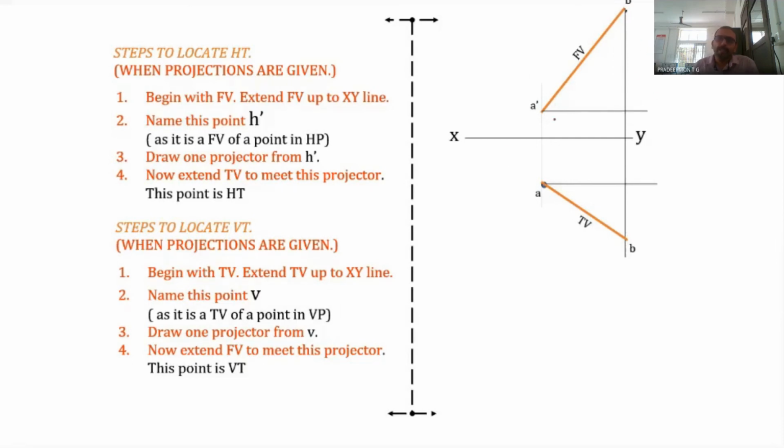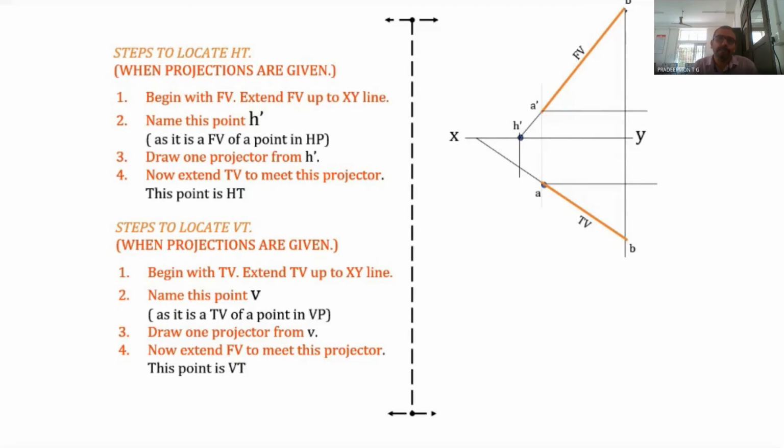So in this case, in order to get the HT, what we do is we have to extend the front view so that it intersects with the XY line. Then that particular point is marked as H dash. Then we drop a projector. Then we extend the top view. So the top view is extended towards the XY line so that it intersects with the XY line.